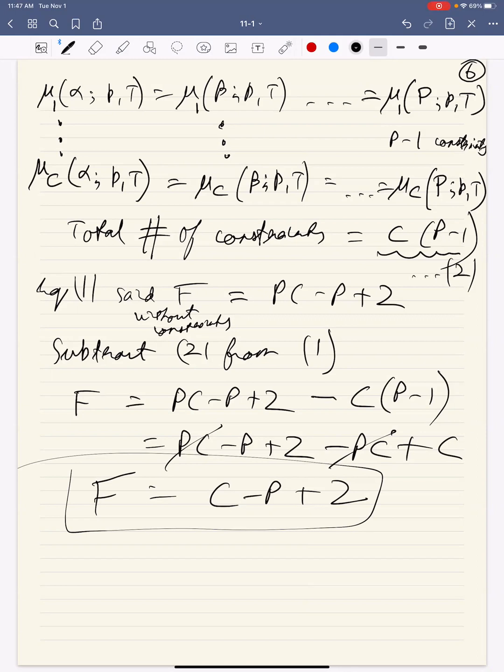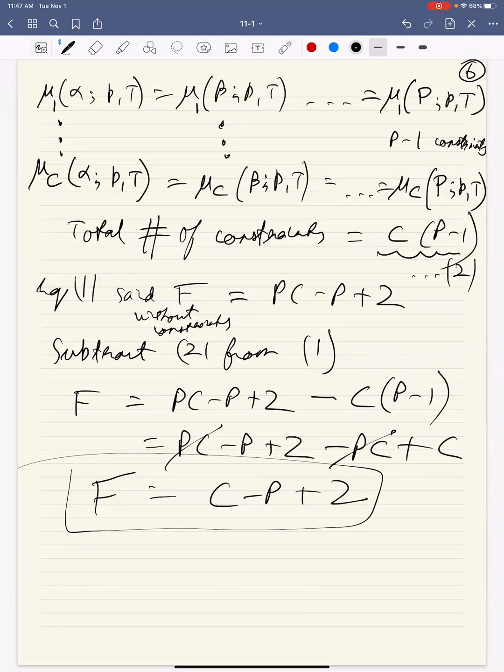Okay. Again, the derivation is not that complicated. It's just counting the number of equations and the number of variables you have. If you forget the mechanics of the derivation, that's okay. I don't care. You should not forget the Gibbs phase rule. It's very important. Any questions about this?